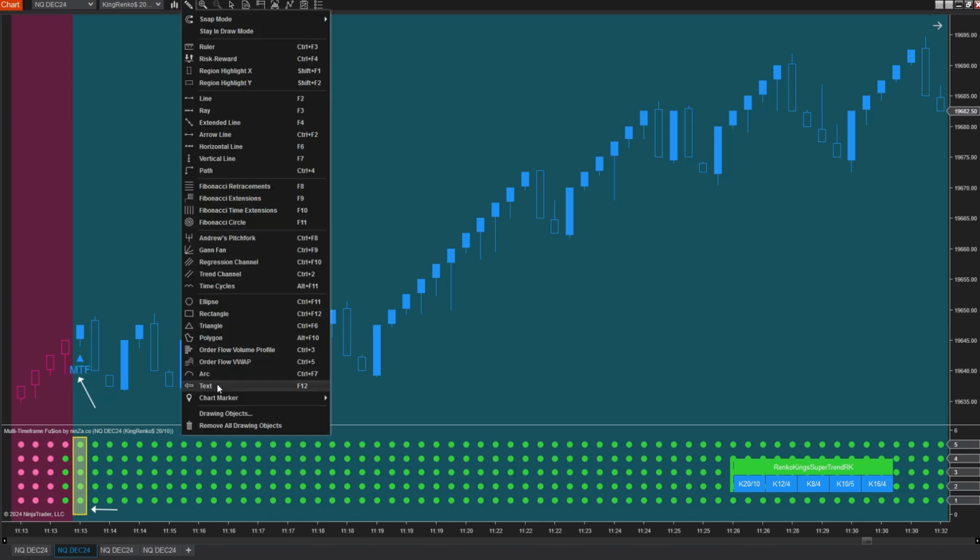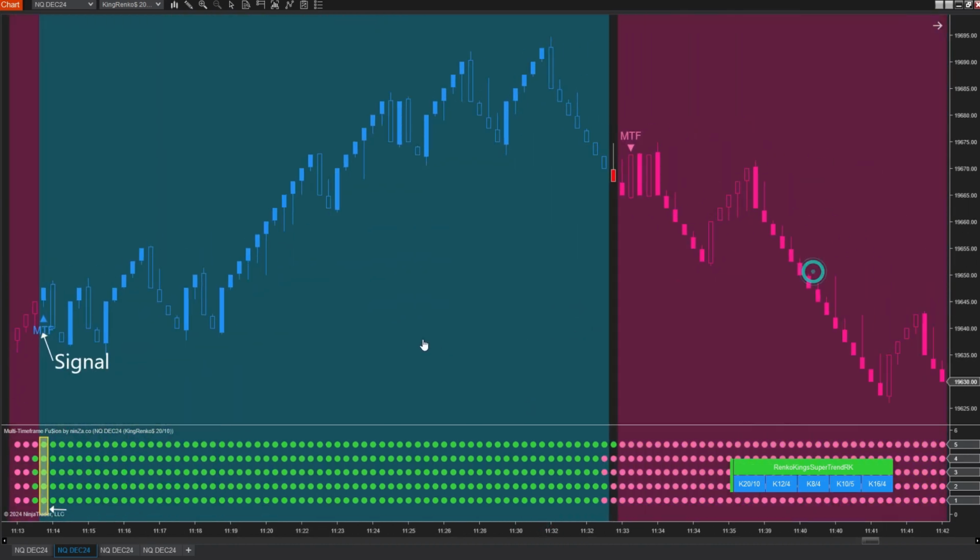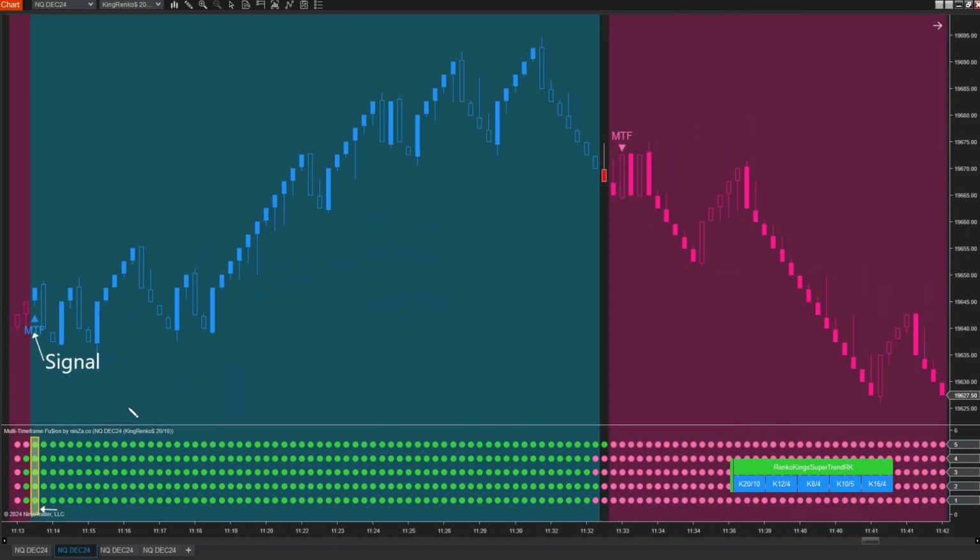This means that it's not just looking at a single time frame, which could sometimes be misleading or give you a signal that's too early or too late. It looks for what we call consensus across multiple time frames, and that's what makes it more reliable. Here's how it works in practice. Let's say you've got your 5 time frames set up. When all 5 of those time frames are aligned and they're all showing an upward trend, that's when Multi-timeframe Fusion will give you a buy signal.